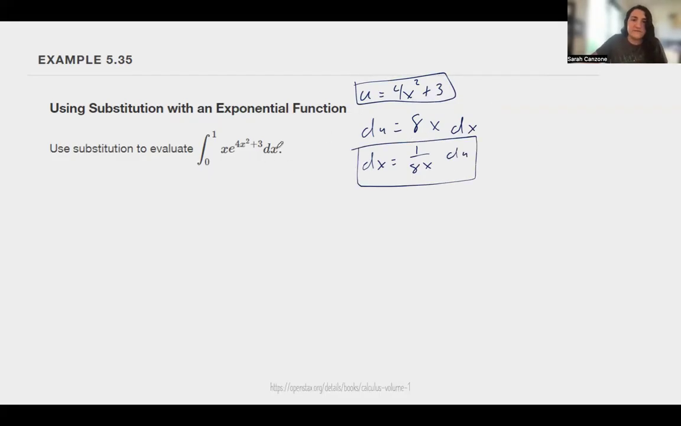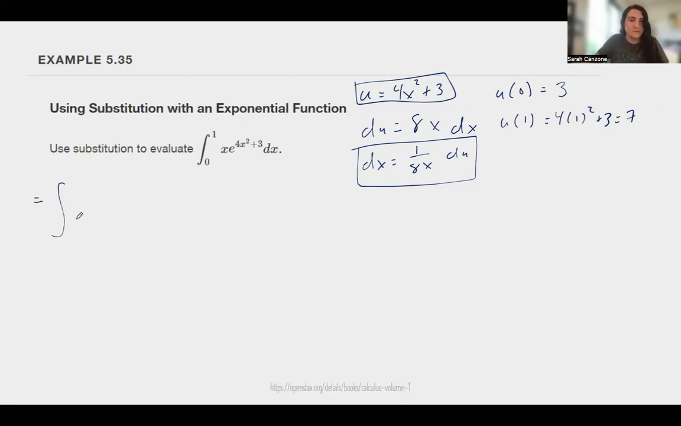Now we can go ahead and find our new bounds. So we have u of 0 equals, so we'll plug in 0. 4 times 0 squared is 0, plus 3 is 3. u of 1 equals 4 times 1 squared plus 3, which is 4 times 1 plus 3, which is 7. So our new bounds are 3 and 7.